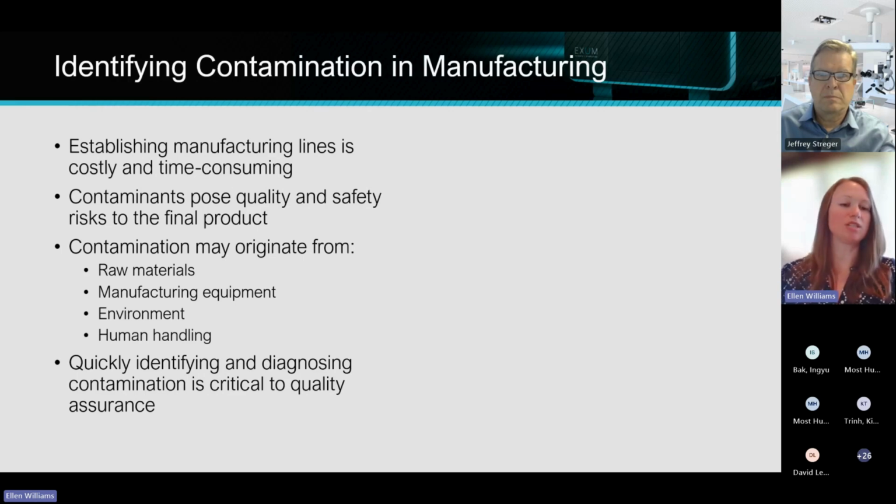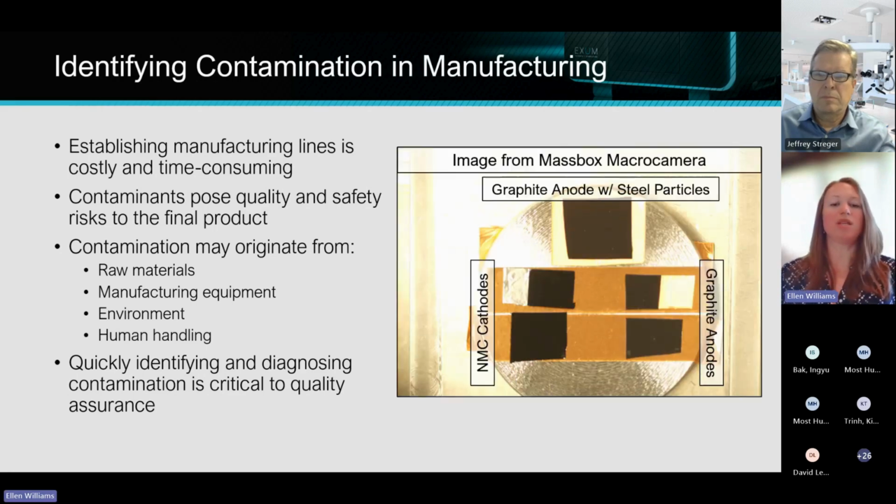And the challenge is that contamination originates from a lot of different sources, right? Anything from the raw materials to potentially coming off of the manufacturing equipment, and even just the environment and the human handling, all of those different processes that go on. And so what we did in this study was look at a traditional graphite anode that had been freshly manufactured, so it had not been assembled into a cell yet. And we sprinkled some steel particles on it just to demonstrate the Massbox's ability to test for contamination.